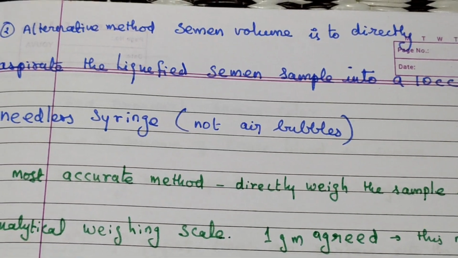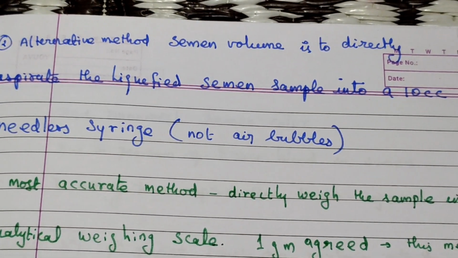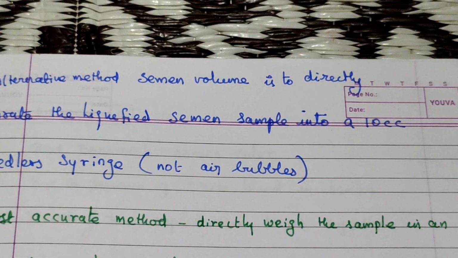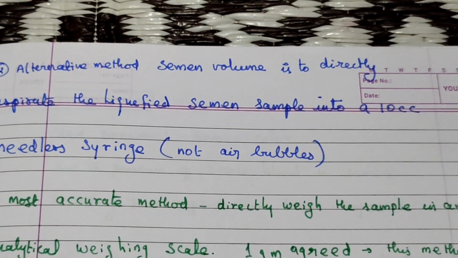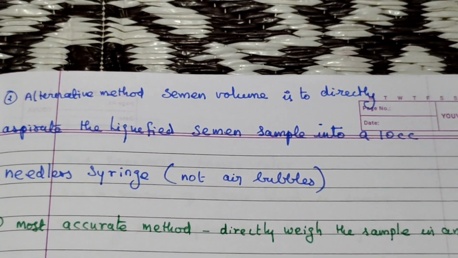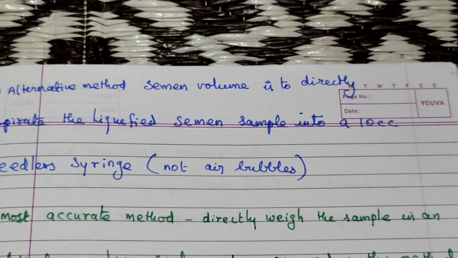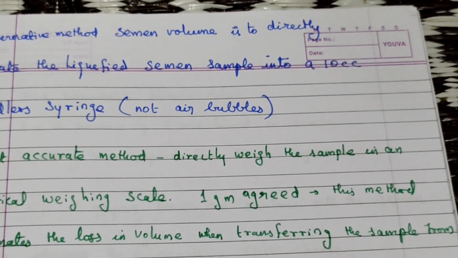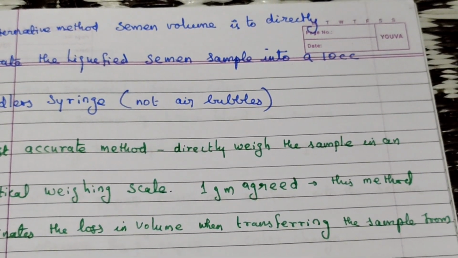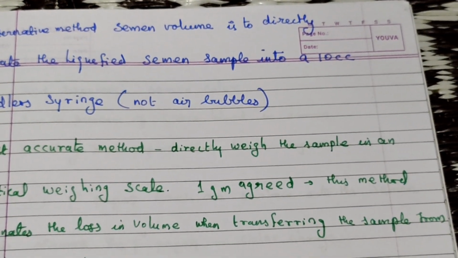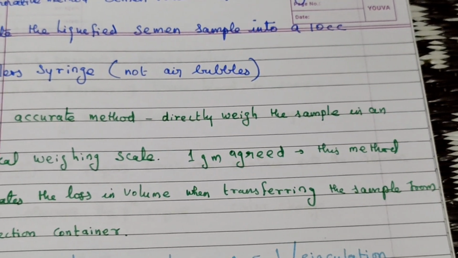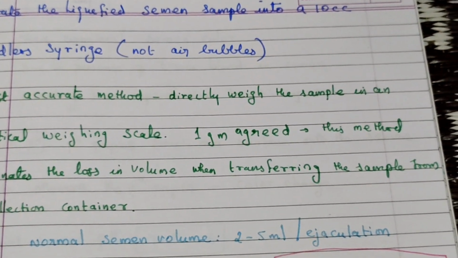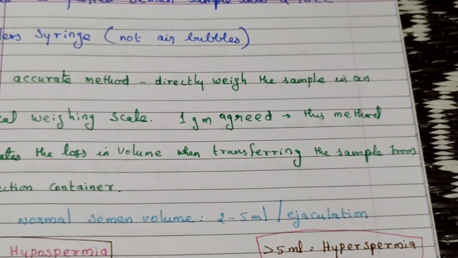An alternative method for measuring semen volume is to directly aspirate the liquefied semen sample into a 10 cc needleless syringe. Here we are using a syringe. After positioning the container in a slanting position for a couple of minutes prior to aspiration, make sure to aspirate completely till the last drop, while taking extreme care not to aspirate any air bubbles. Note down the volume as before. Add 0.5 ml to the observed volume to compensate for the semen sample stuck to the wall of the collection container.